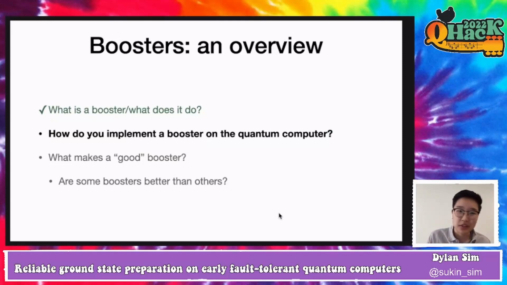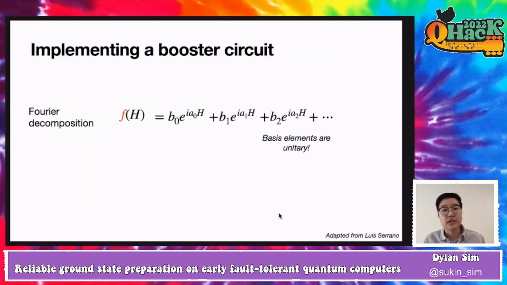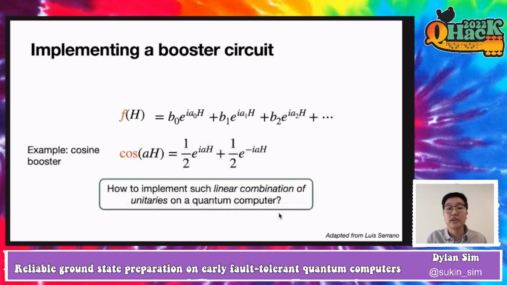And so, as I mentioned before, now that we have some idea of what a booster does, how do we actually implement a booster on the quantum computer? We note that f of H, the function of the Hamiltonian, can have a Fourier decomposition in the following manner, where this is essentially a linear combination of unitary matrices, where each of these basis elements is a unitary matrix. To show a simple example of such a Fourier decomposition, we consider a cosine booster, which only has two terms in the linear combination of unitaries.